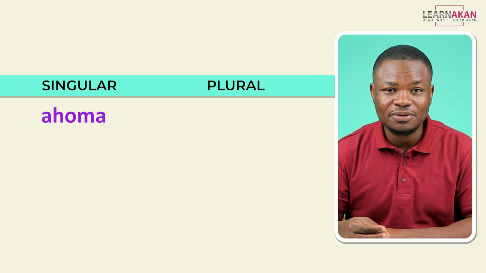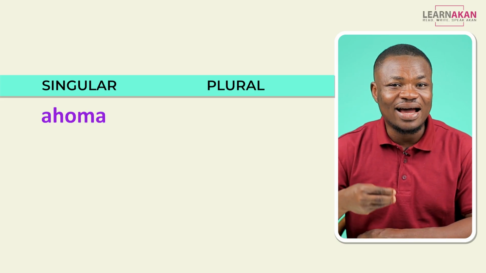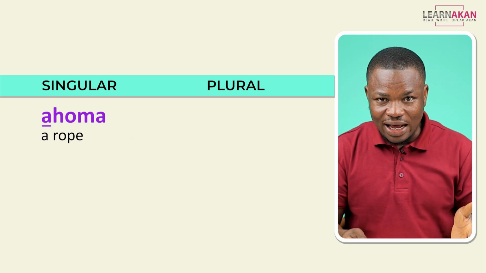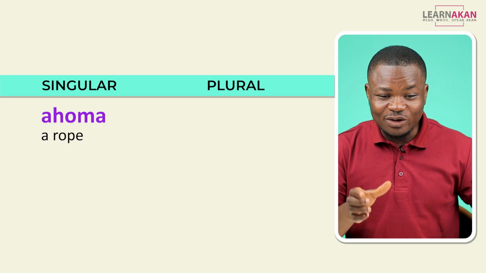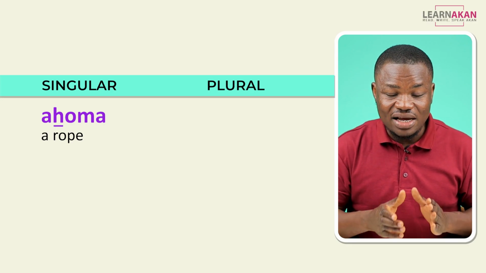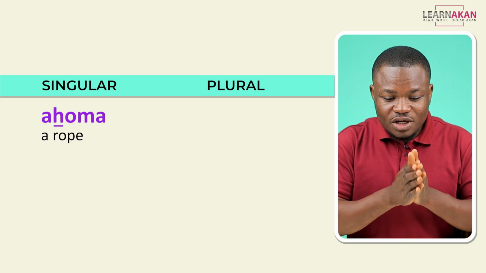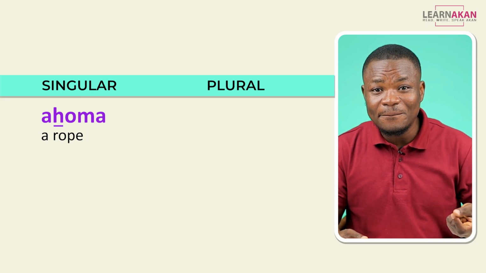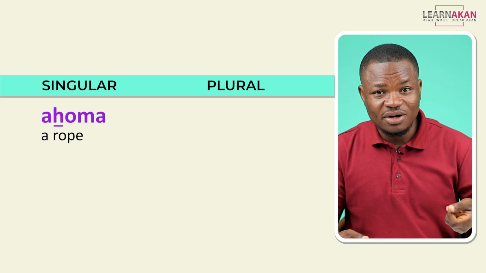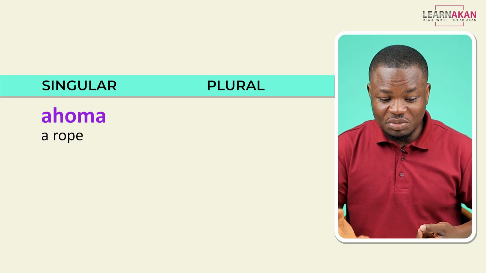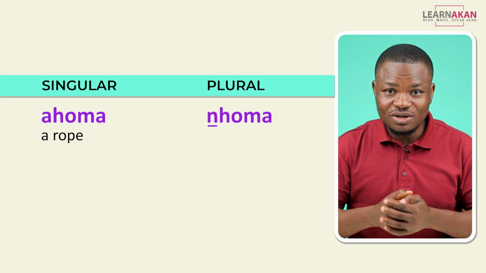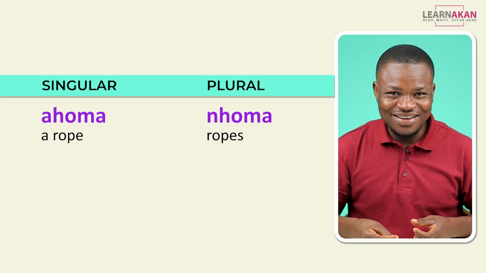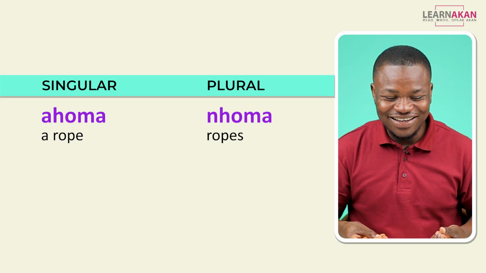We have ahoma, and ahoma is a rope. Again, this starts with the vowel a, but we skip that and consider the first consonant, which is h here, right? So to form its plural, this h is neither b, p, nor f. So you simply bring n in front, we get nhoma. Okay, let's see another one.